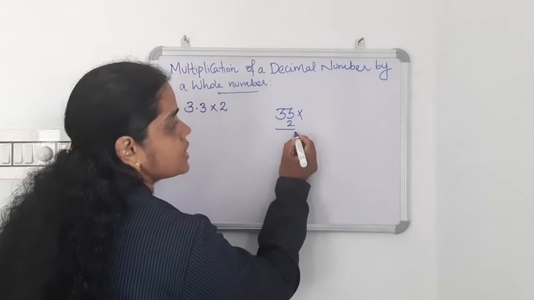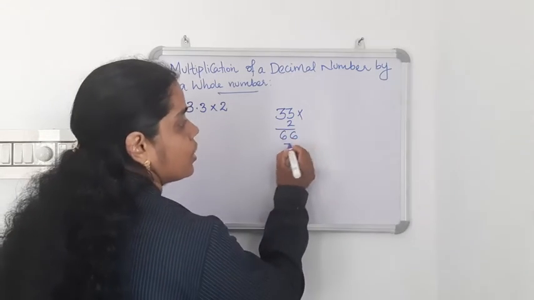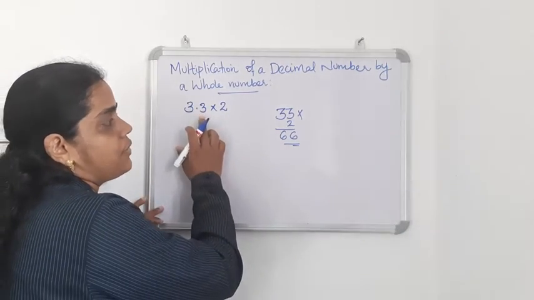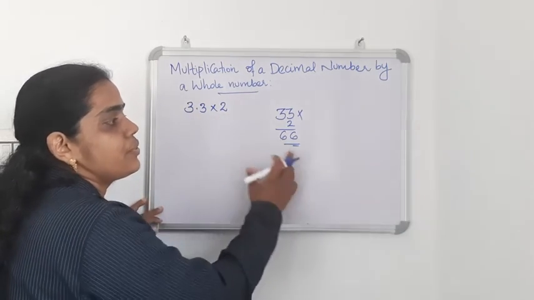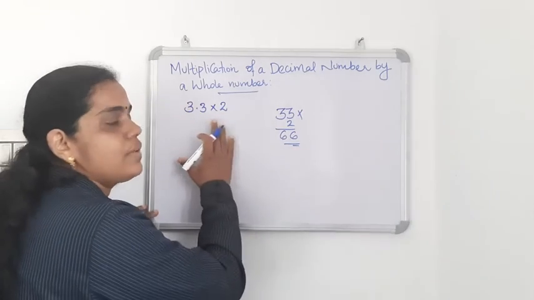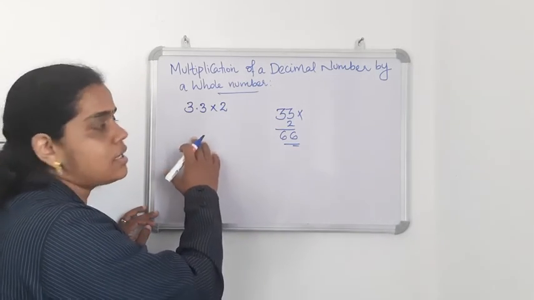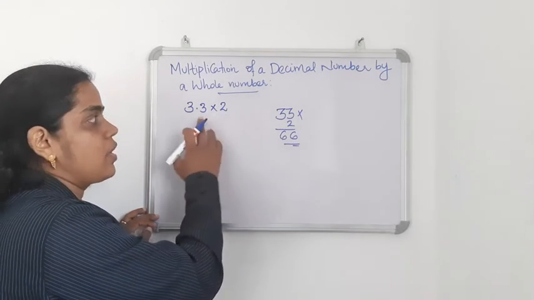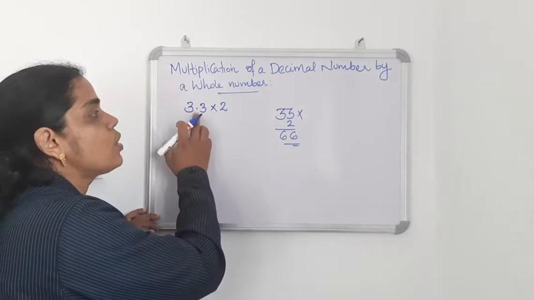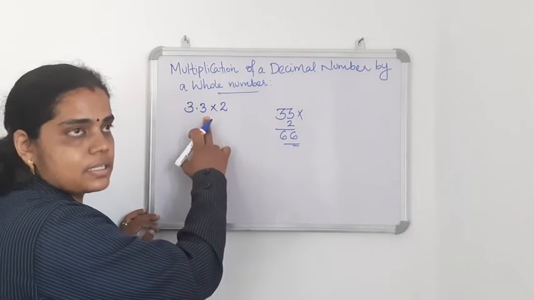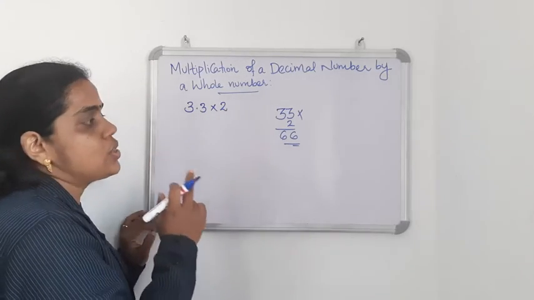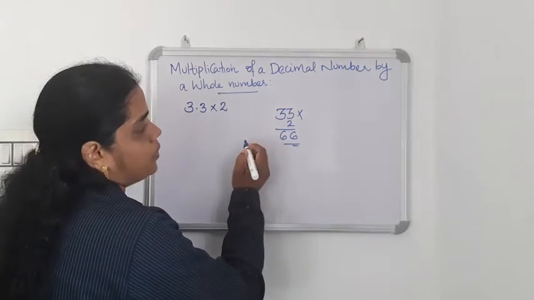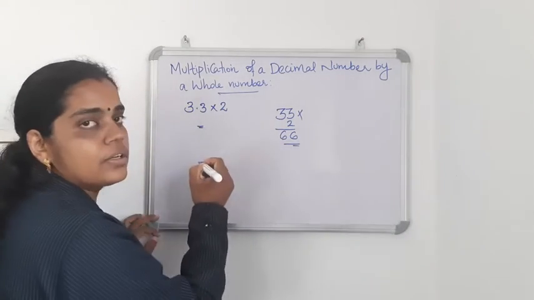So here 2 3s are 6, 2 3s are 6. Already you studied how to multiply two numbers, isn't it? So without considering the decimal, 33 into 2 equals 66. Now we count how many digits are there after the decimal point. Here 2 is a whole number, there is no decimal point, but this is a decimal number. So after the point here, how many digits are there? Only one digit. So from the right side, you need to put a point after one digit.